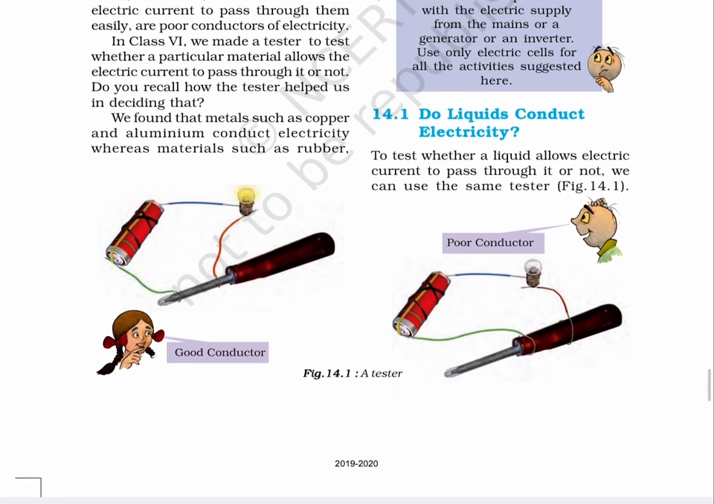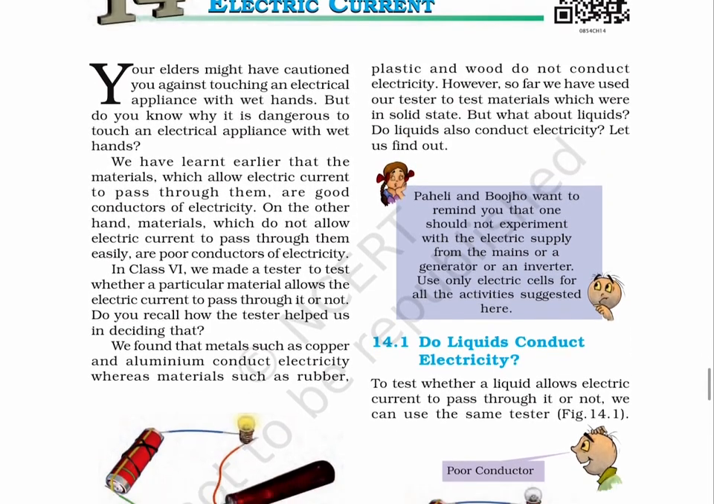We found that metals such as copper and aluminium conduct electricity, whereas materials such as rubber, plastic, and wood do not conduct electricity. However, so far we have used our tester to test materials which were in solid state. But what about liquids? Do liquids also conduct electricity?